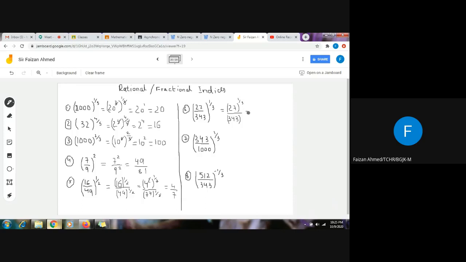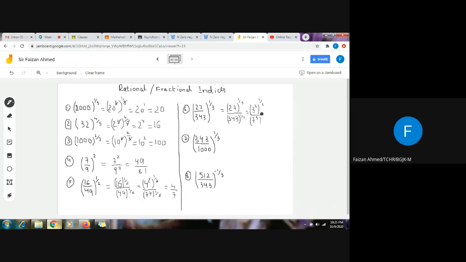Find a number whose cube is 27. You know that 3 cube is 27, so you will write 3 cube like this, and then you will write 1 upon 3 on the outside, and then you have to think of a number whose cube is 343. I forgot to give the power. So 7 is the number whose cube is 343. 7 times 7 is 49, and 49 multiplied by 7 is 343.